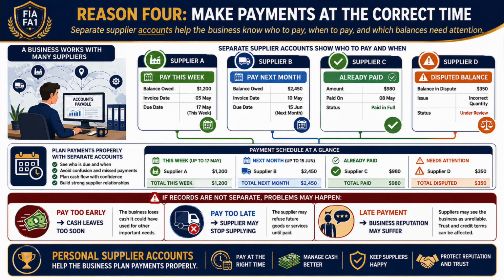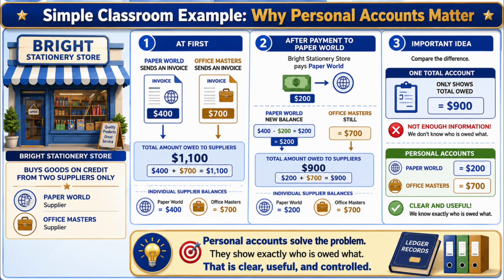So, personal supplier accounts help the business plan payments properly. Simple classroom example. Let us imagine a small shop called Bright Stationery Store. Bright Stationery Store buys goods on credit from two suppliers. The first supplier is Paper World. The second supplier is Office Masters.